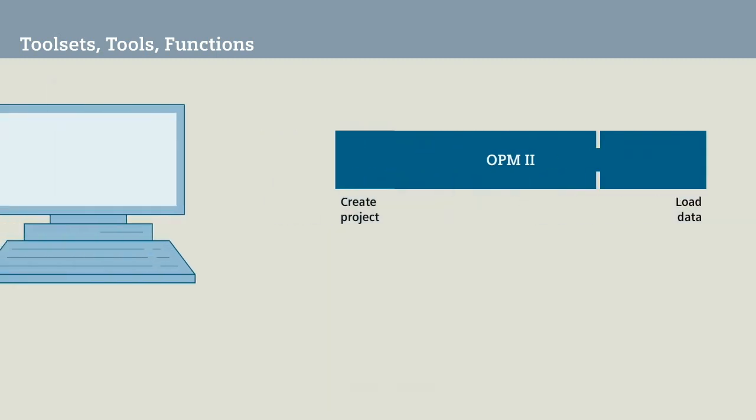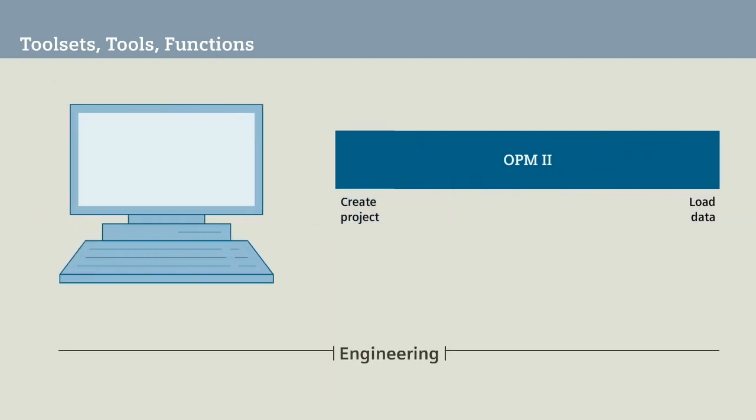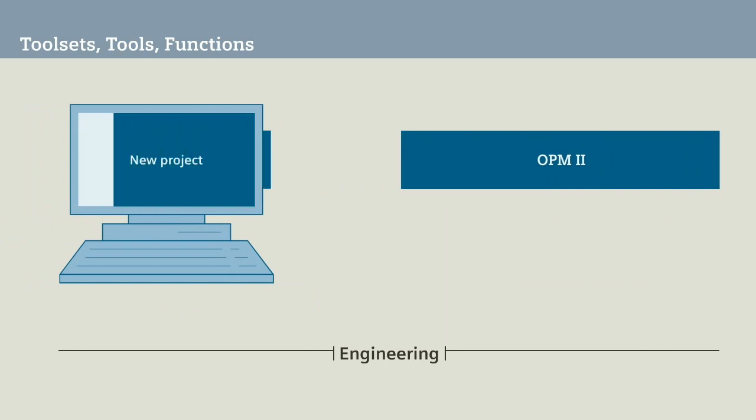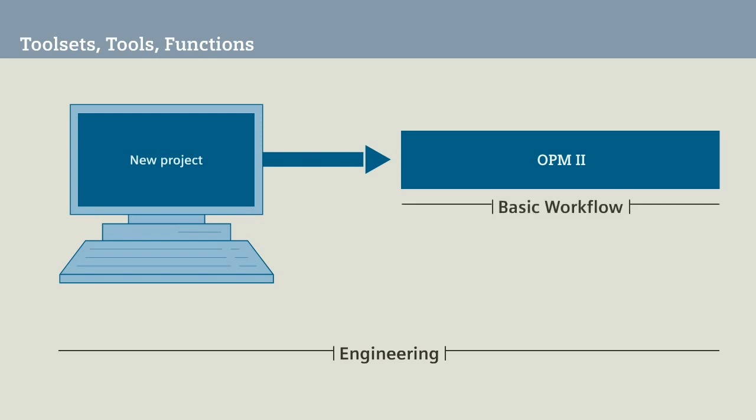Now concentrate on the engineering process in the OPM2. As a prerequisite for the actual engineering, you must create a customer project once. All other engineering tasks result in the so-called basic workflow. The basic workflow is divided into 5 individual steps which you process entirely with the OPM2.